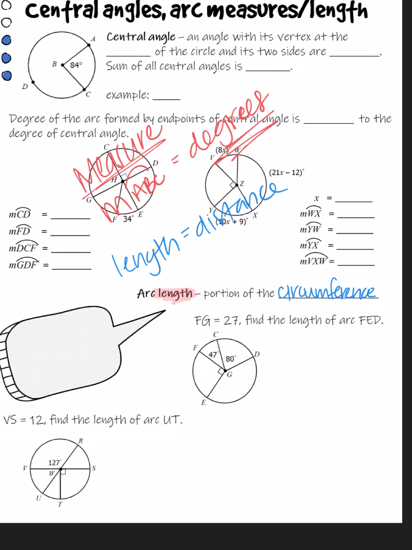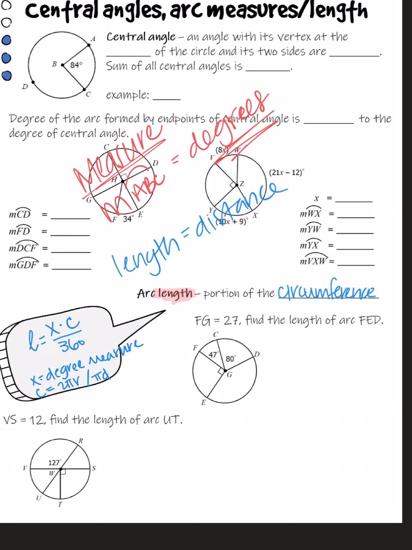Lucky us, we have a formula. Our length equals x times the circumference divided by 360. Now what is x in this? X is our degree measure of whatever arc we are talking about. And c is our circumference, so it is 2 pi r or pi times d.